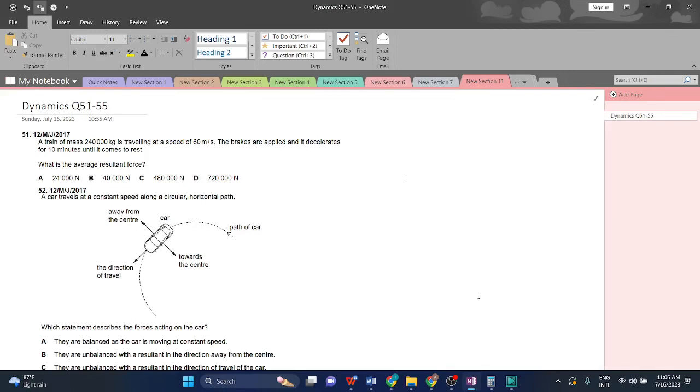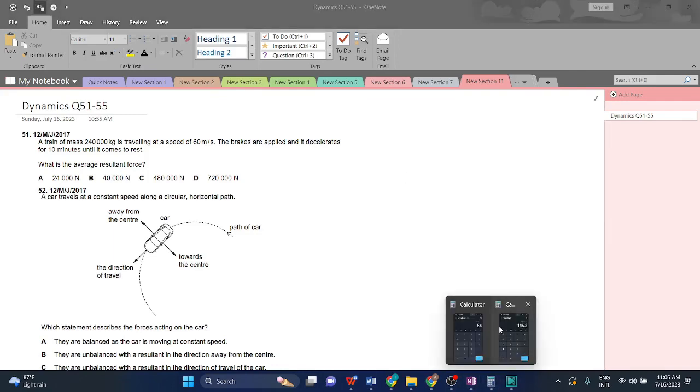Let's start. Question 51. A train of mass 240,000 kilograms is traveling at a speed of 60 meters per second. The brakes are applied and it decelerates for 10 minutes until it reaches rest. What is the average resultant force?